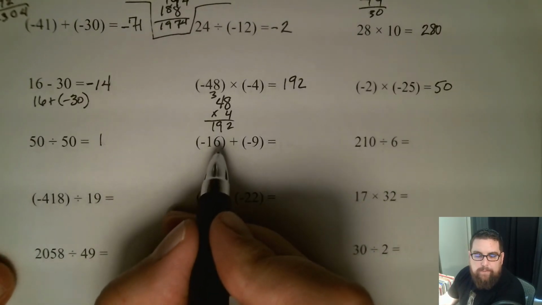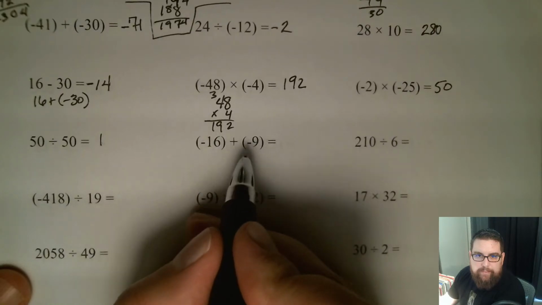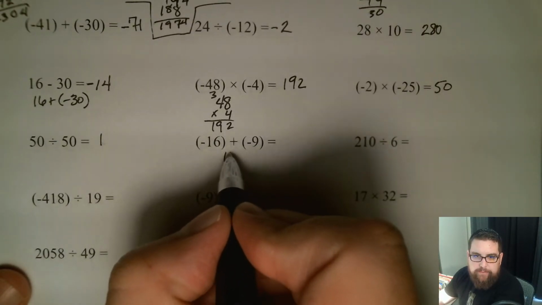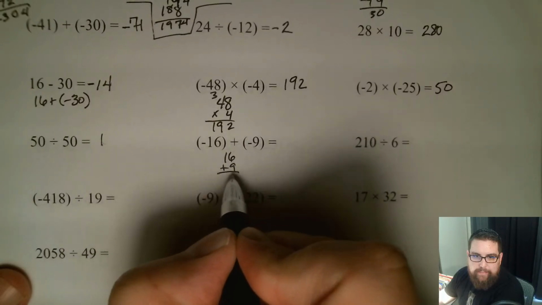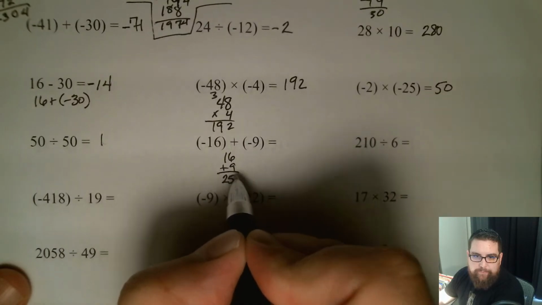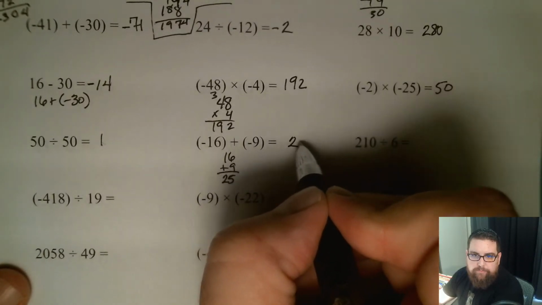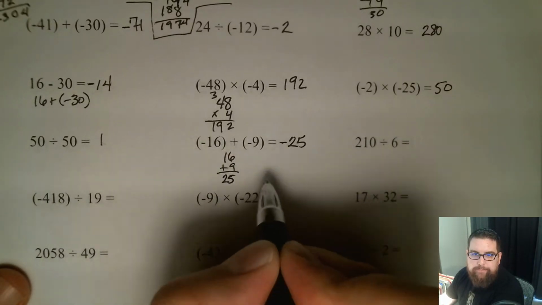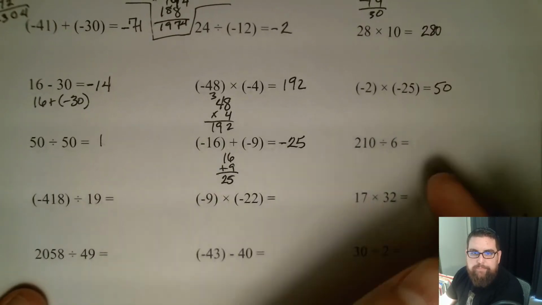All right. We have negative 16 plus negative 9. Okay, so we have the addition of like signs. So we're going to go ahead and add. So we have 16 plus 9. That gives me 25. And because we added the same sign, the sign just stays put. So it's negative 25.